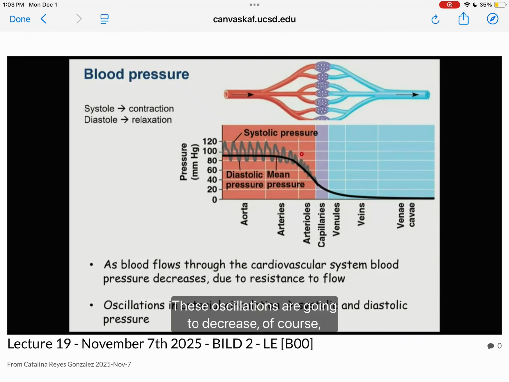These oscillations are going to decrease, of course, as you move forward because we're going to move further and further away from the heart. And when you get to the capillaries, the blood flow is continuous.